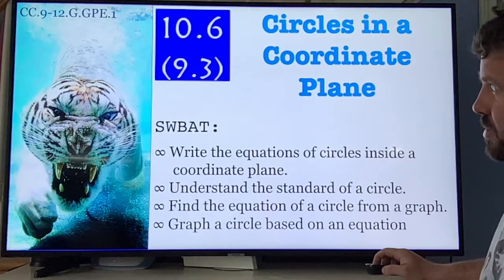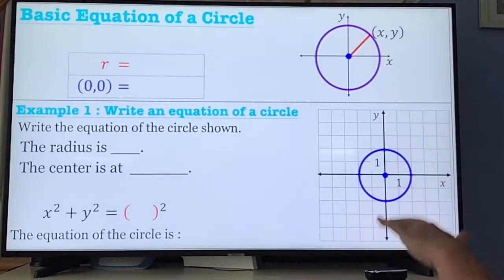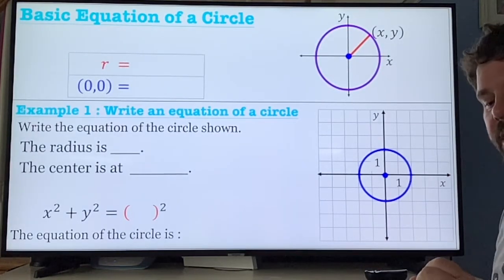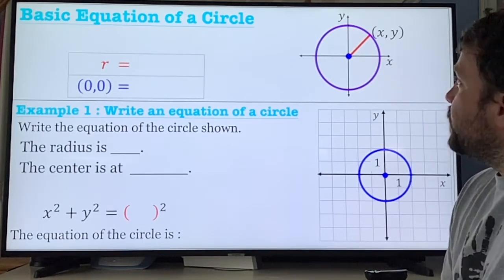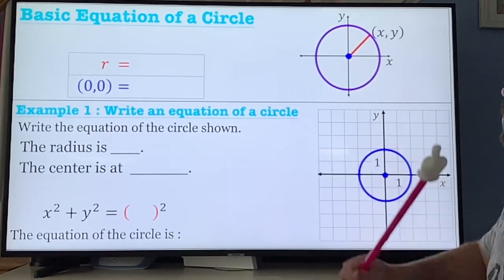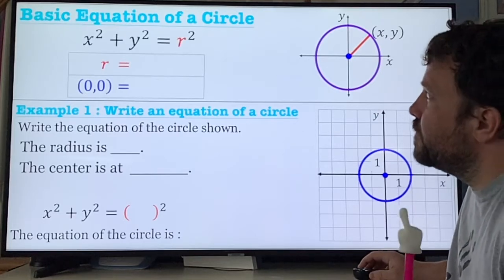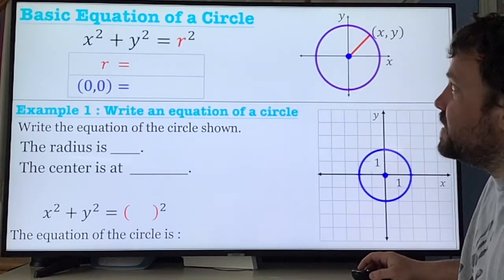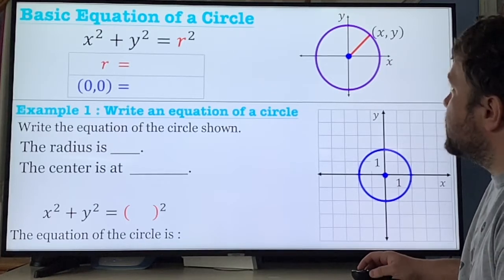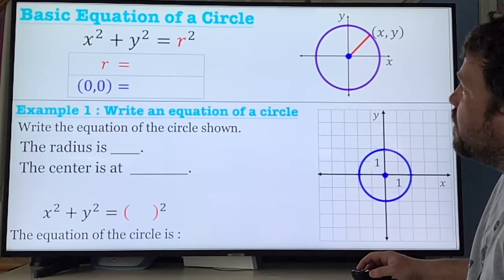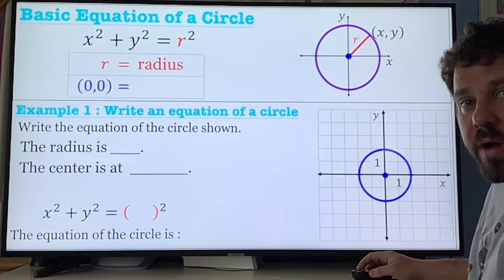Standard equation. All right, here we go. First off, you guys should know what the basic equation of a circle is. If you don't, I'm going to show you today. What do you think R stands for? Well, our equation is x squared plus y squared equals r squared. So you need to know what these things are. R is your radius.